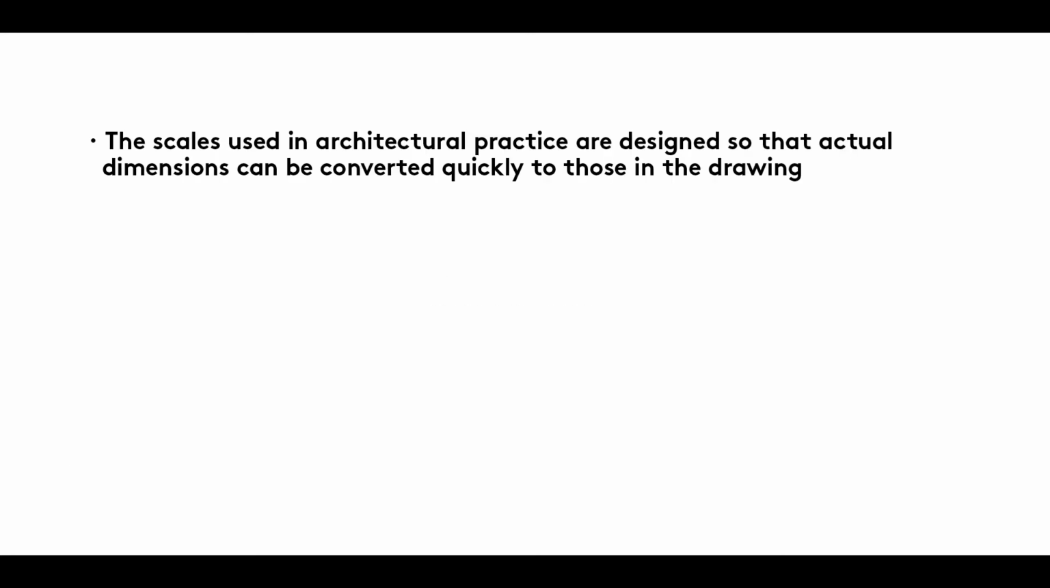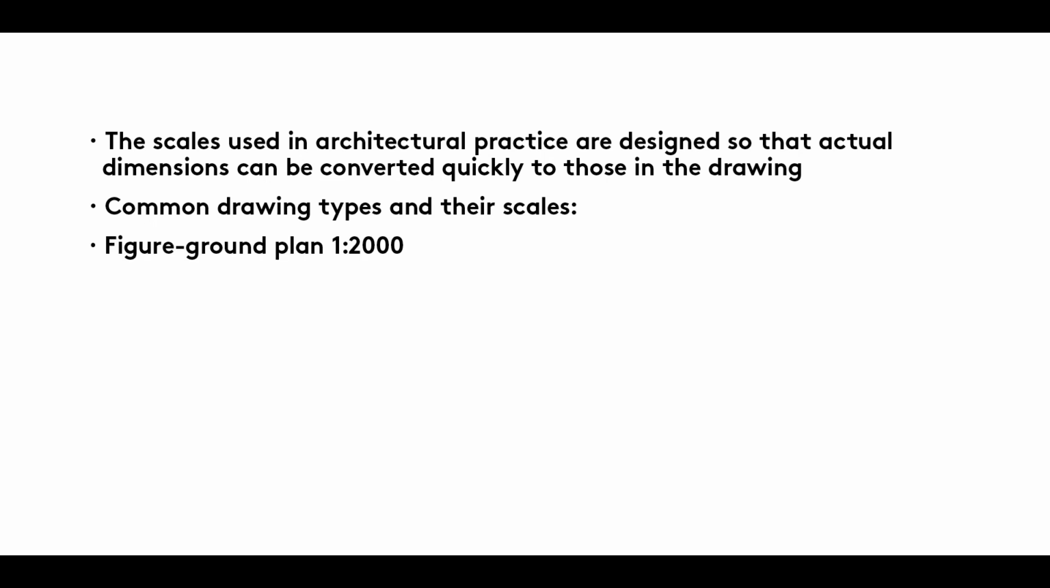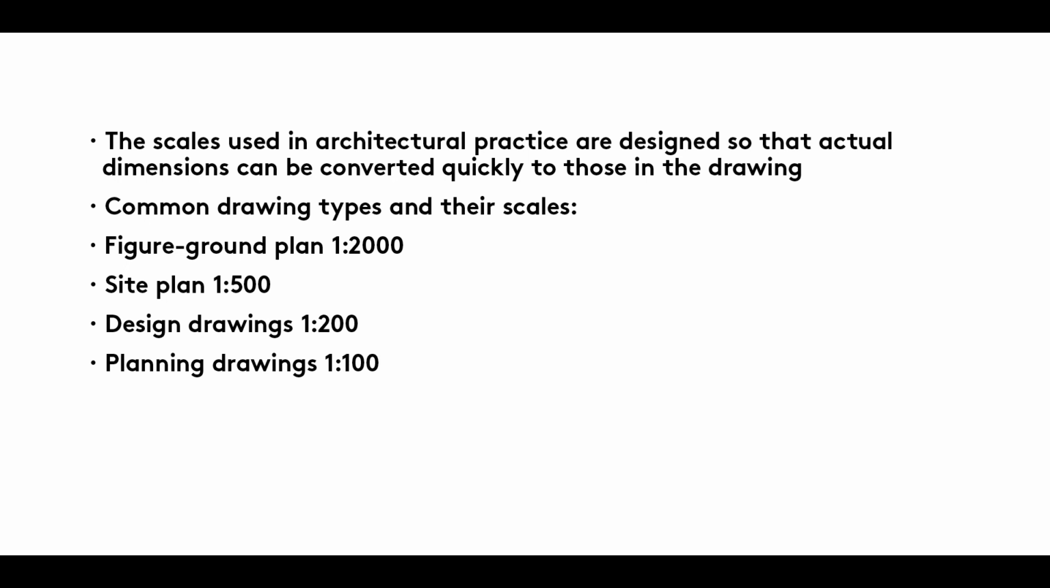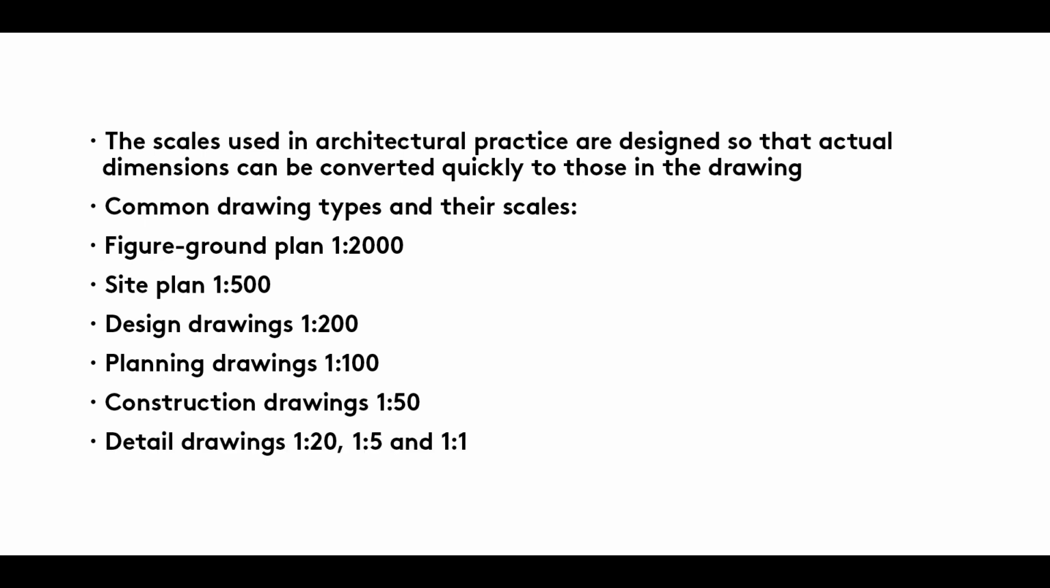Summary. The scales used in architectural practice are designed so that actual dimensions can be converted quickly to those in the drawing. Common drawing types and their scales. Figure ground plan 1 to 2000. Site plan 1 to 500. Design drawings 1 to 200. Planning drawings 1 to 100. Construction drawings 1 to 50. Detail drawings 1 to 20, 1 to 5, and 1 to 1.